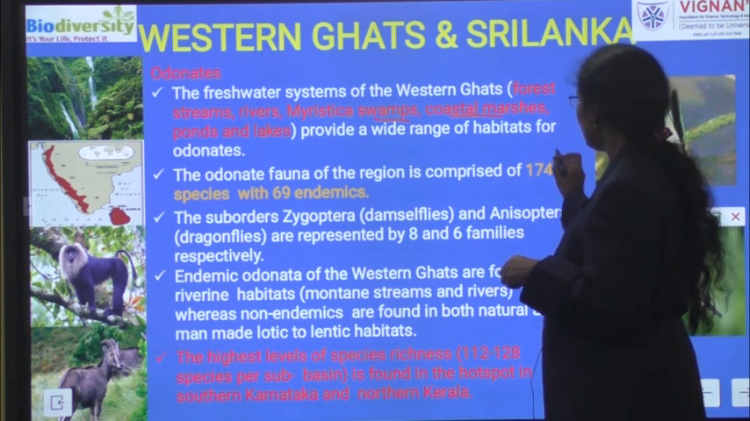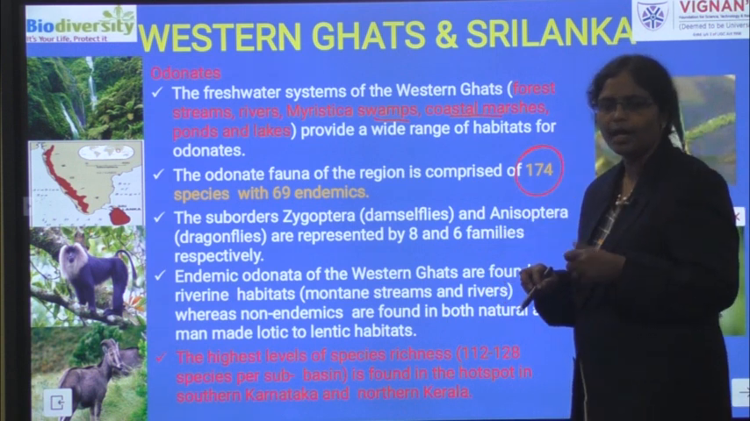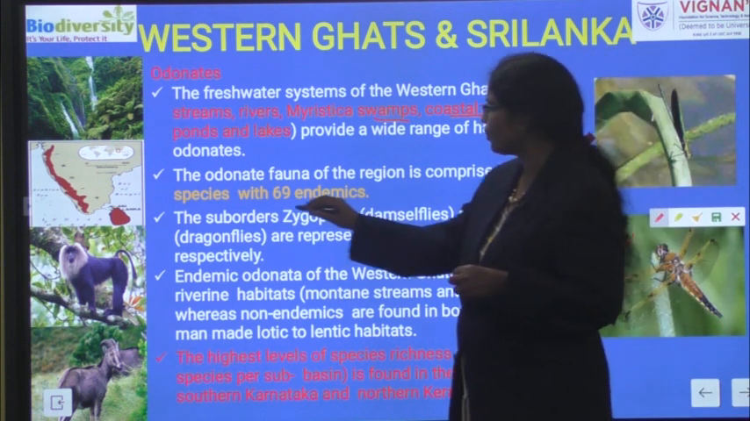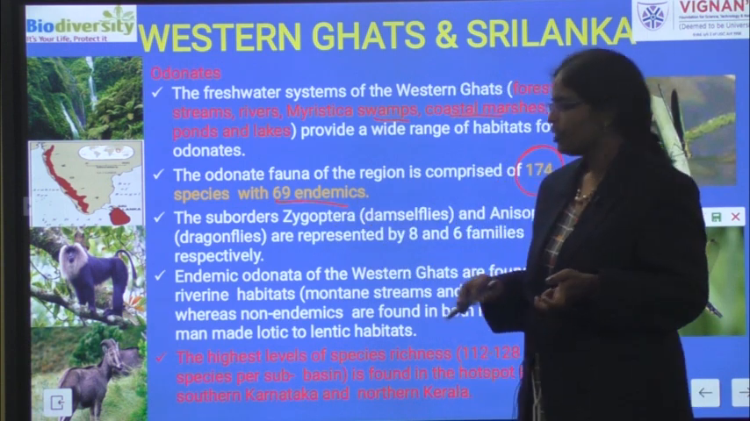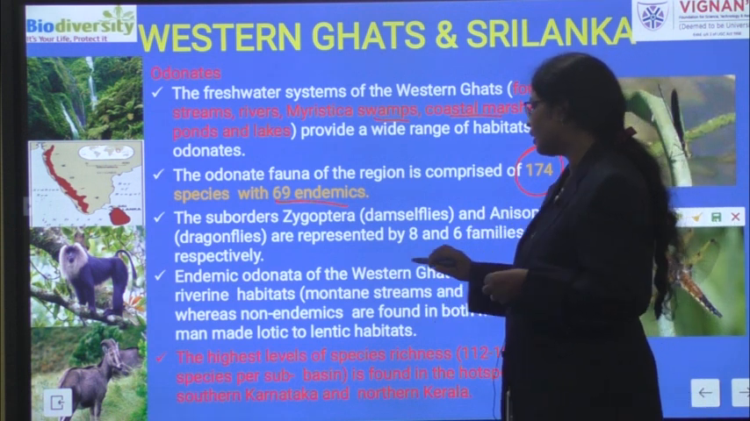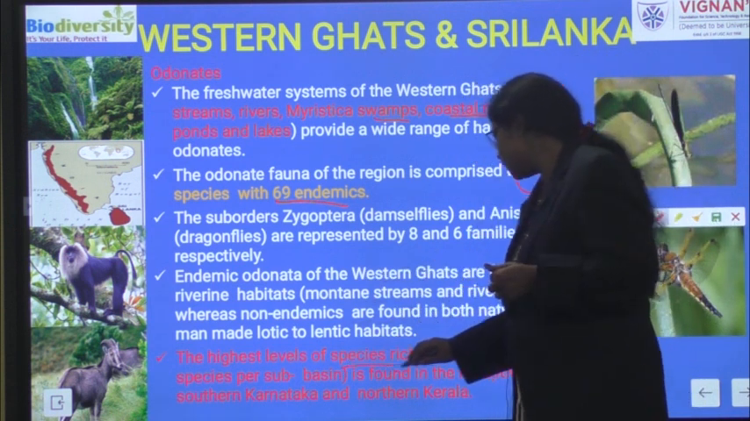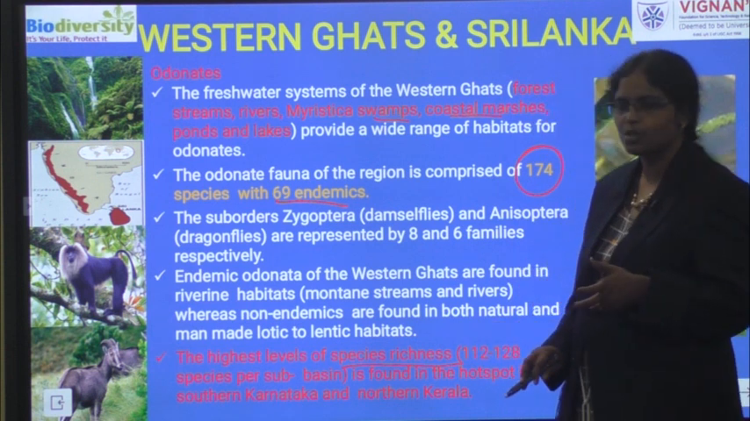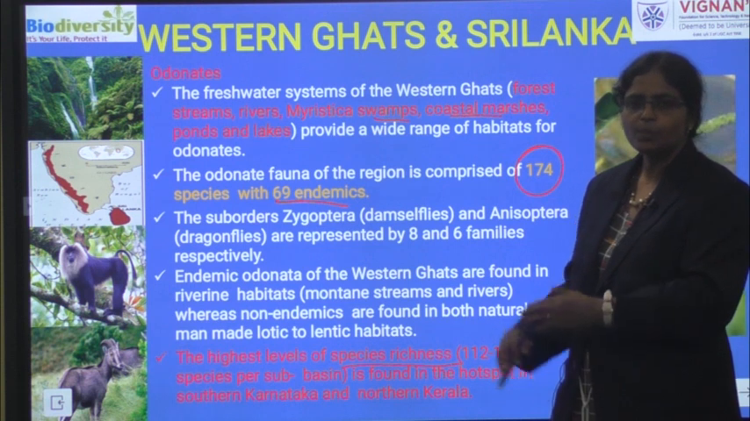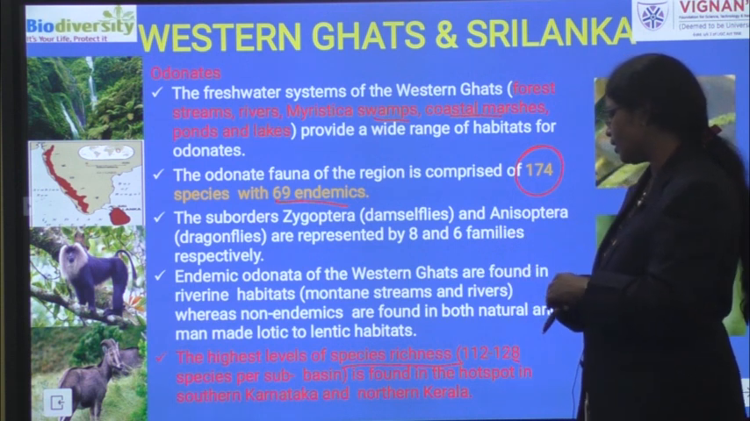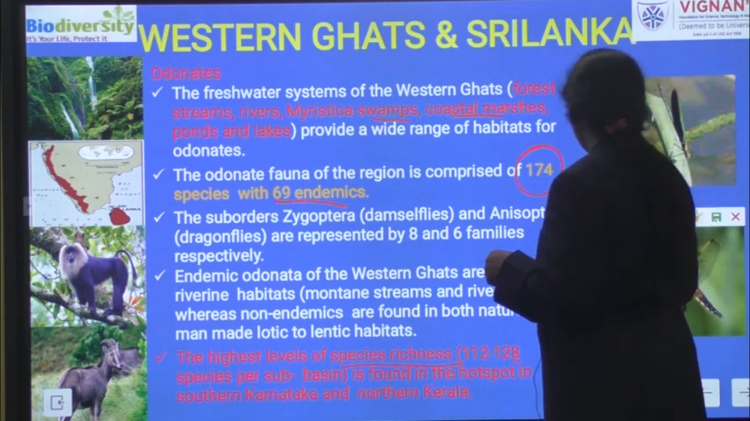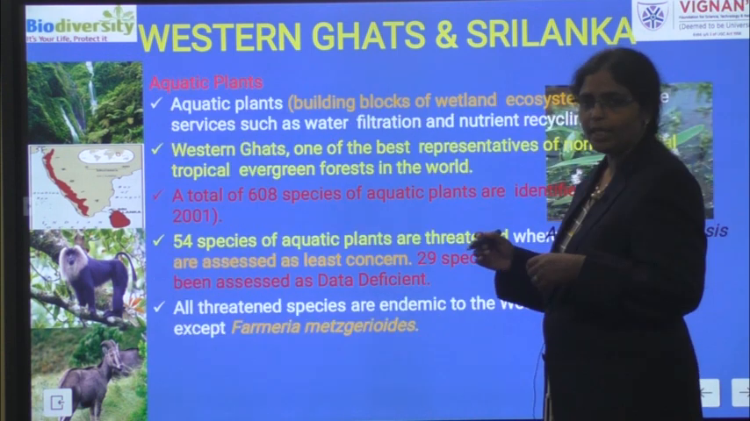Here nearly 174 species have been identified, of which 69 species are native to this particular region. These are the various orders of odonates, and the highest levels of species richness we can observe are 112 to 128 species in this water basin region, that is southern Karnataka as well as the Kerala regions. And aquatic plants.